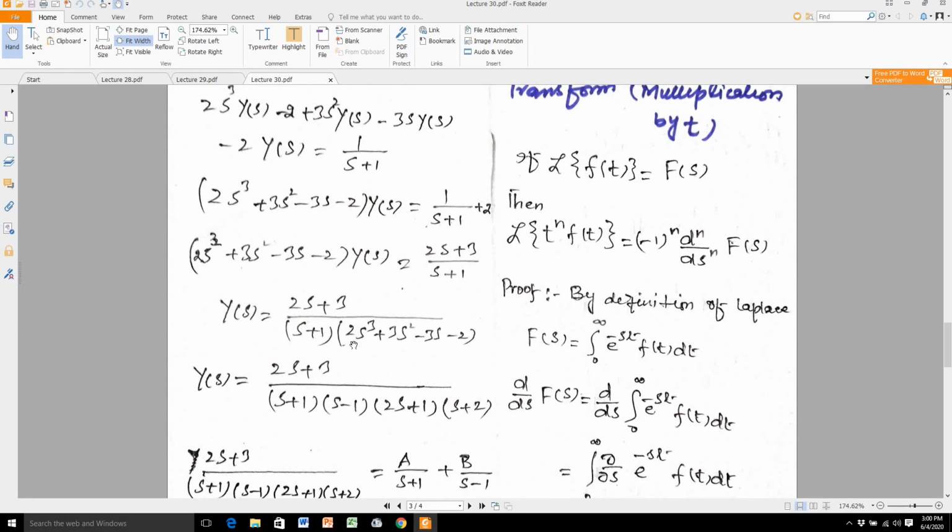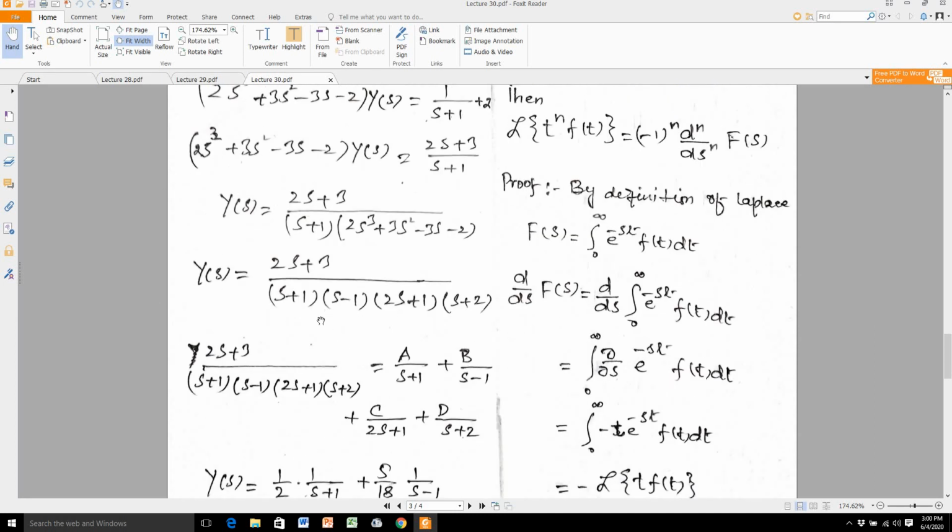Here we have a cubic polynomial. So you factorize this by using synthetic division, and after factorization I get these factors of this cubic polynomial: s minus 1, 2s plus 1, and s plus 2. So now we are using the partial fraction method here. Further we solve it by using the partial fraction method. We get 2s plus 3 over s plus 1, s minus 1, 2s plus 1, s plus 2.